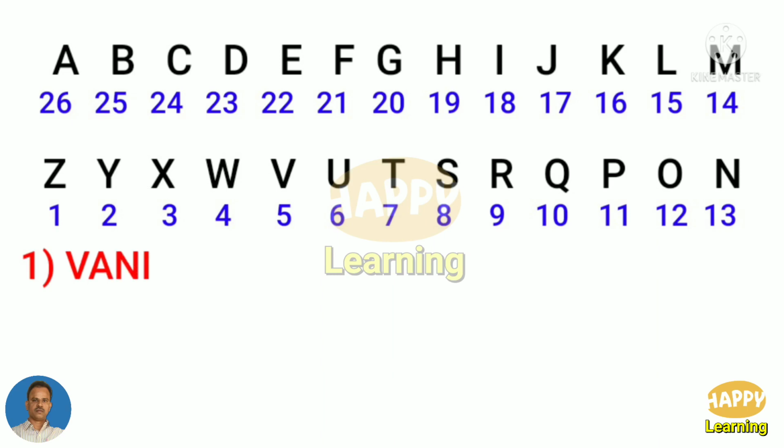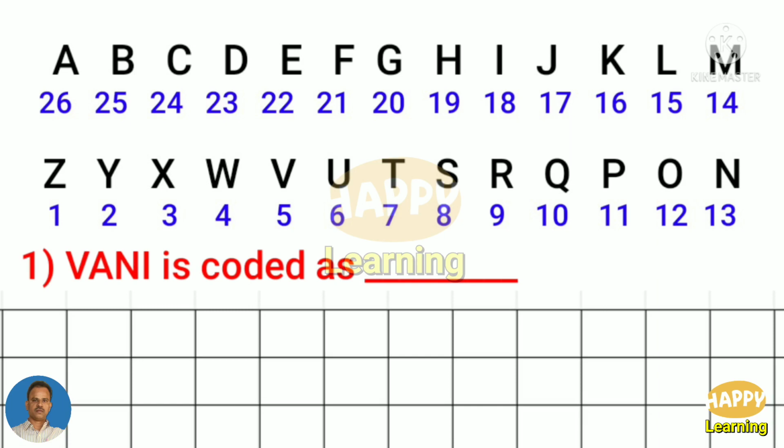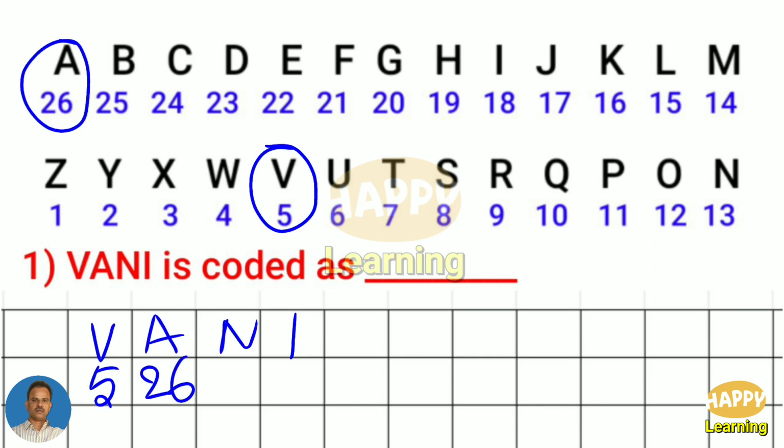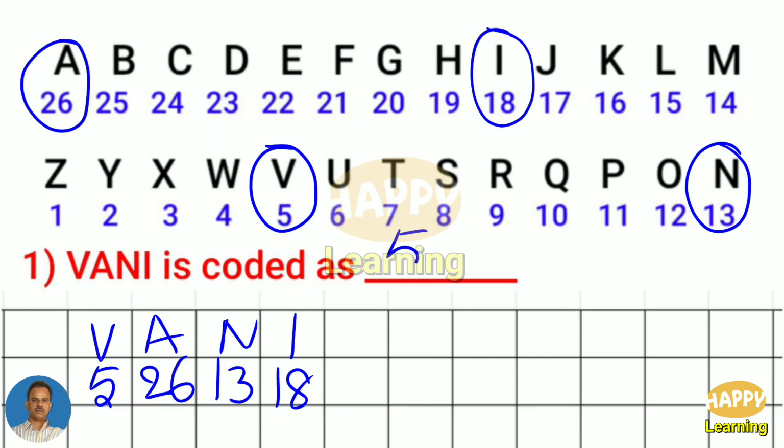Then question. Vani is coded as. So write Vani here, V-A-N-I, Vani. V is coded as 5, so 5. A is coded as 26. N is coded as 13. And I is coded as 18. So Vani is coded as 52611318. Okay, right.